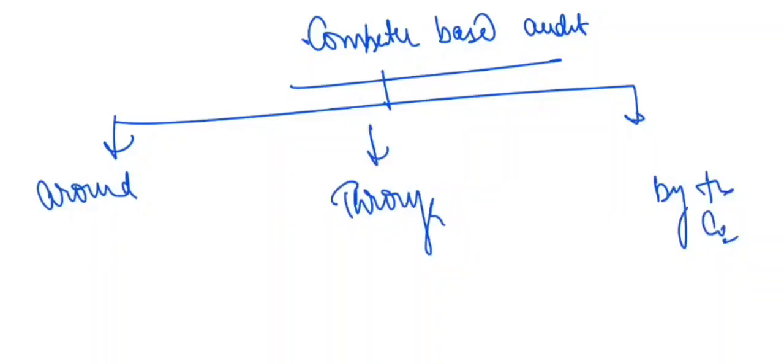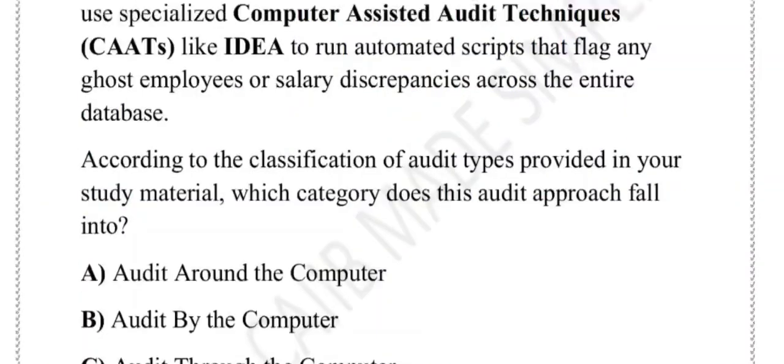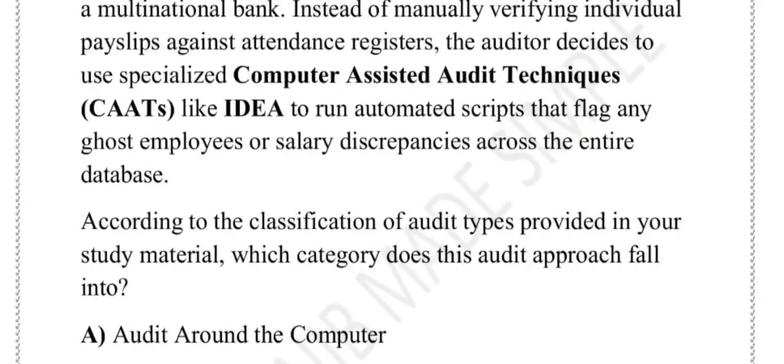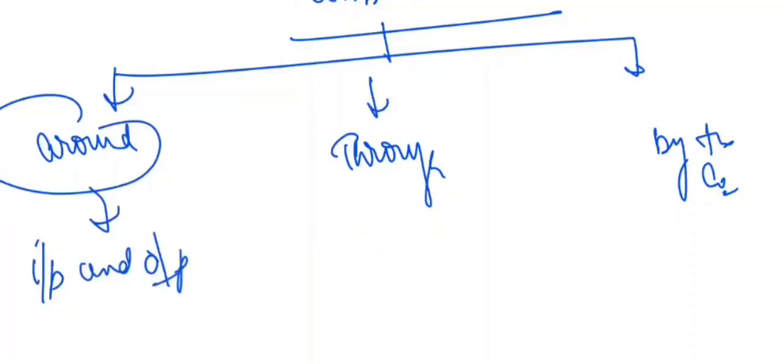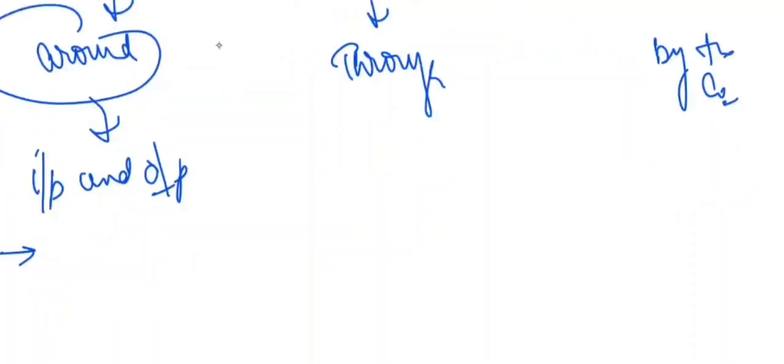Now here the auditor is not ignoring the system. The auditor is not testing the internal software control. The auditor is actively using the audit software to audit the data. If you look at audit around the computer, in this case the auditor checks the input and checks the output. That's it. That's called around. And the computer workings are ignored, right?